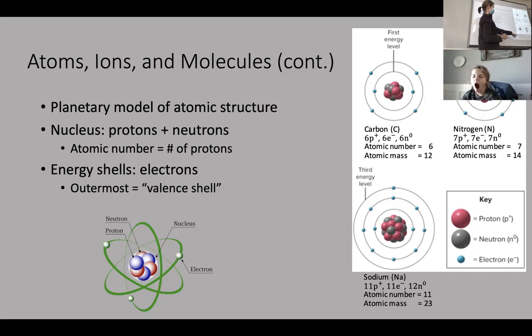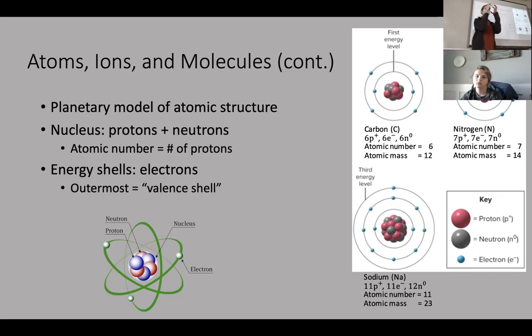So sodium has 11 electrons. Its atomic number is 11. It has 11 protons, which means it has 11 electrons. 2 will fit in that first shell. 8 will fit in the second. That's only 10, right? So we still have 1 lonely electron. It has to go into a third energy shell.